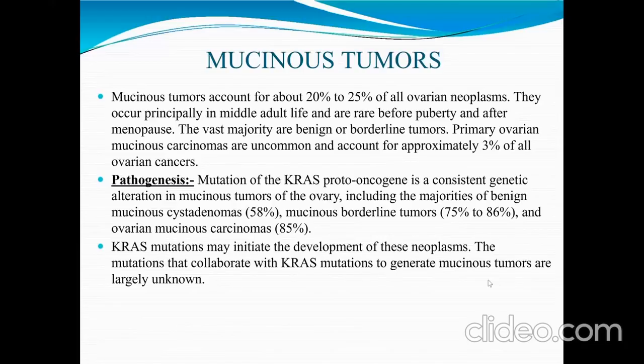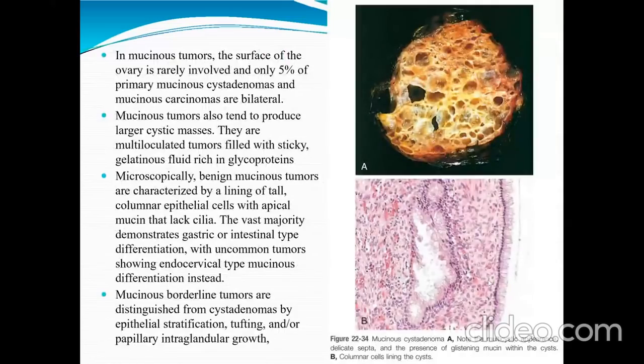Pathogenesis: mutation of the KRAS proto-oncogene is a consistent genetic alteration in mucinous tumors of the ovary, including the majority of benign mucinous tumors, that is 58%, mucinous borderline tumors, that is 75% to 86%, and ovarian mucinous carcinomas. KRAS mutation may initiate the development of these neoplasms. The mutations that collaborate with KRAS mutation to generate mucinous tumors are largely unknown.